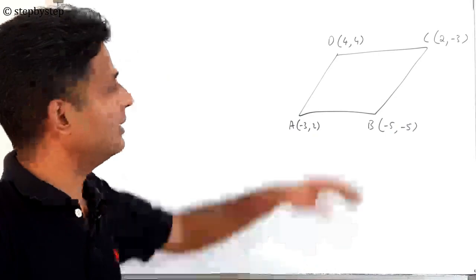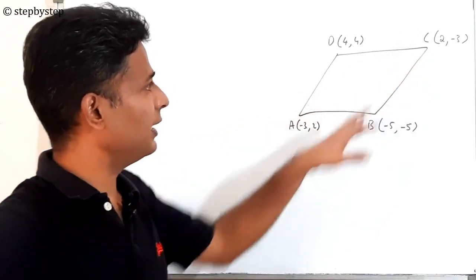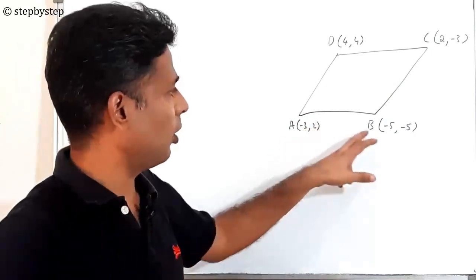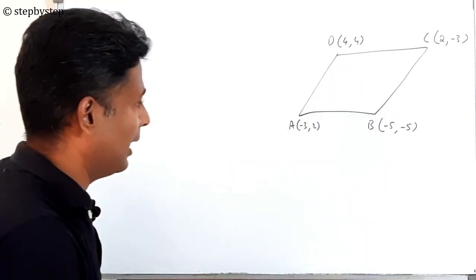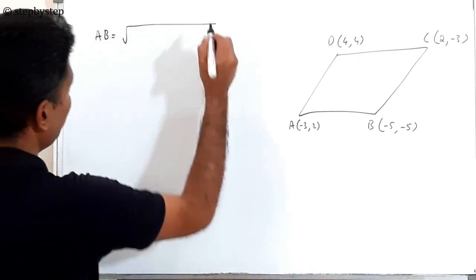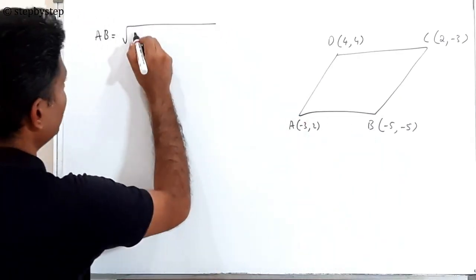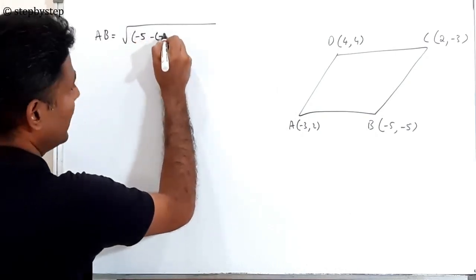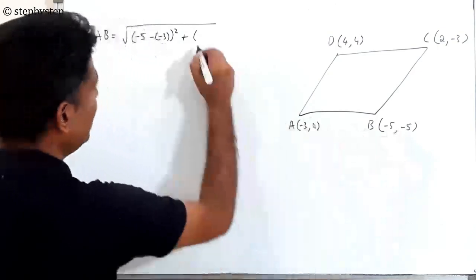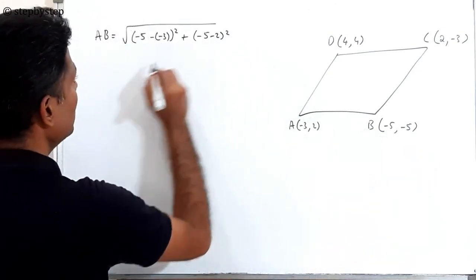Right guys, the next question is, you have to show that these A, B, C, D are vertices of a rhombus. A very simple problem, you just have to show that all four sides are equal. So we'll start with AB. AB equal to root of x2 minus x1, that is minus 5 minus of minus 3 whole square plus y2 minus y1. So minus 5 minus 2 whole square.